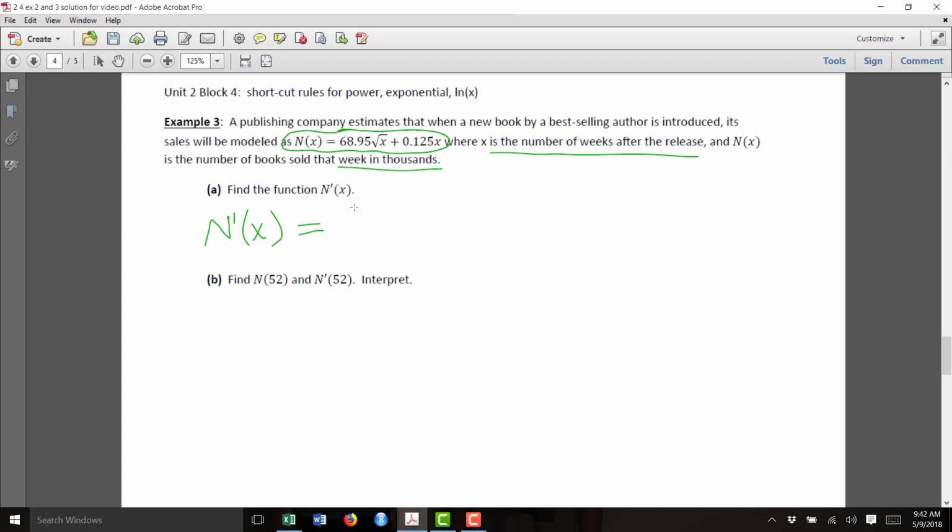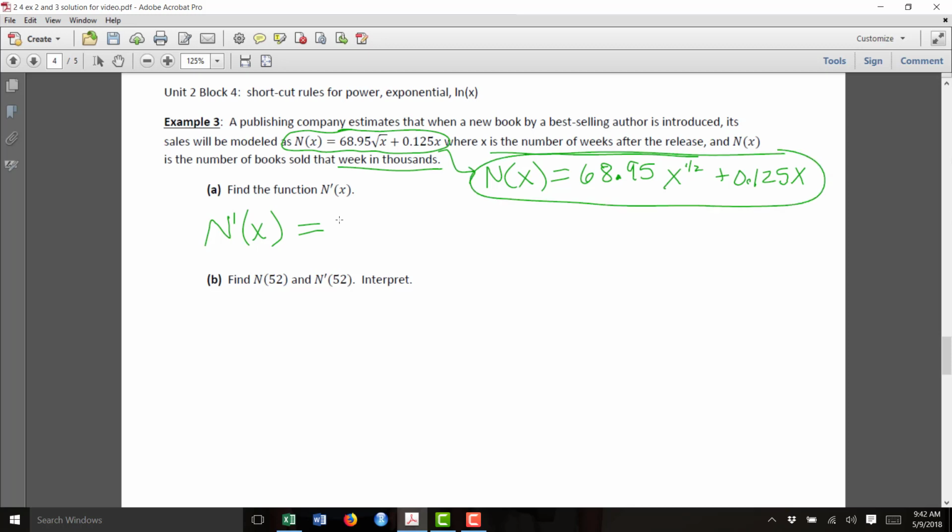I'm going to, before I dive into finding the derivative, just note that n of x can be rewritten in a little bit easier manner. Remember when you have a square root of x, you should rewrite that as x to the 1/2 power, because then we can see easily that it's a power function, and we know how to find the derivative of power functions. So I've rewritten the n of x function in this manner. Now I'll find n prime of x.